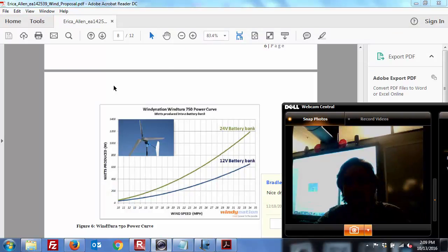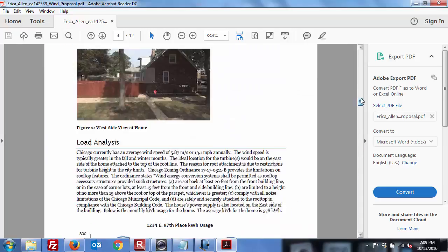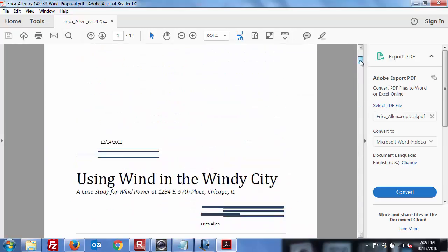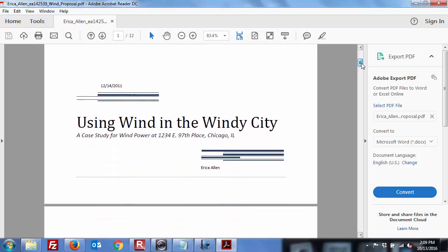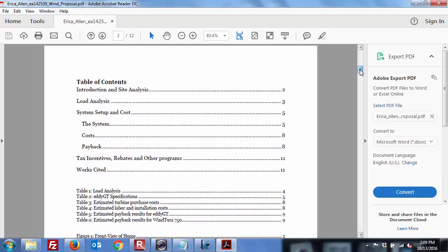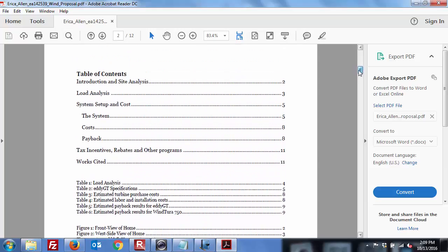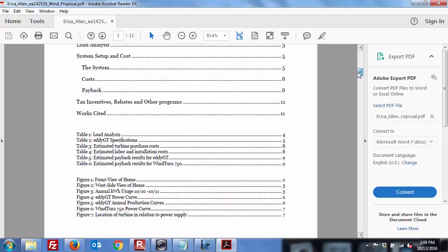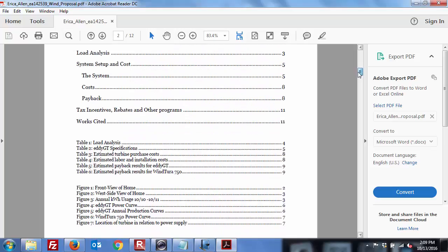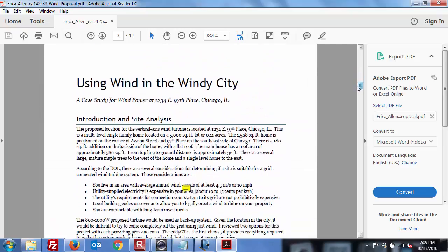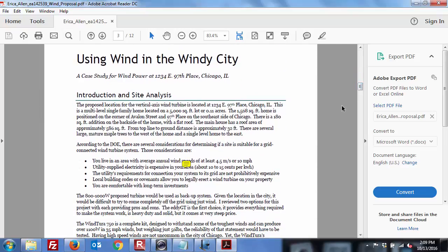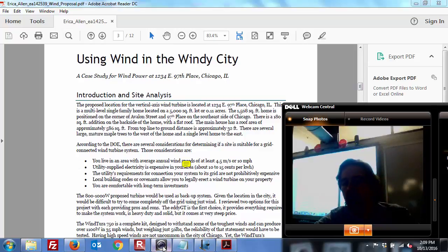This is Erica Allen from either 2011 or 2012. Or 2011. So this was from Erica Allen. She was an online student in Chicago. So this looks fantastic. This looks perfect. Table of contents, list of tables, list of figures. I can show you how to do that shortly. She's got a nice title on there. Introduction to Site Analysis. So put this into your paper.